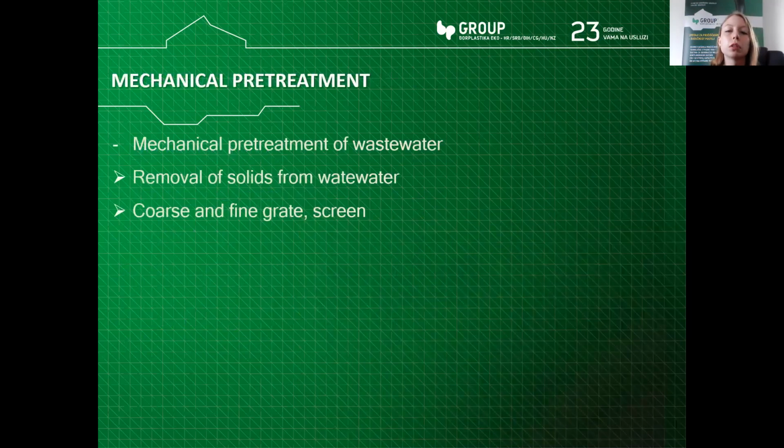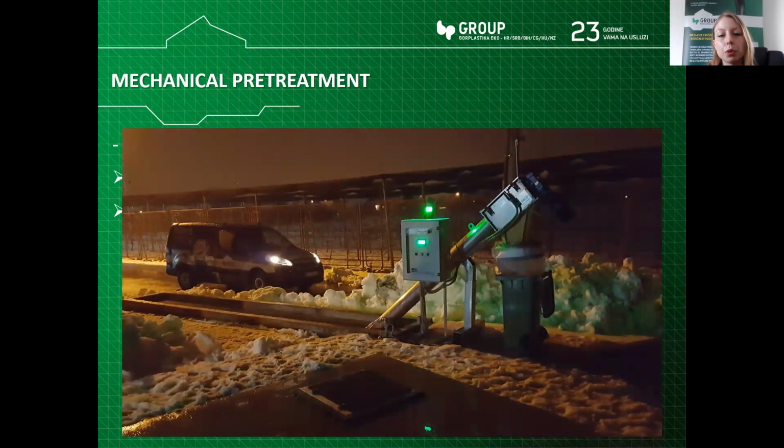First of all, for wastewater treatment, we need to use mechanical pretreatment. Mechanical pretreatment of wastewater removes solids from wastewater. We can use coarse and fine grade or screen. On this picture, we can see one screw screen for mechanical pretreatment. We can see that the waste from pretreatment is collected in the waste bin and can be disposed of in a certain manner.